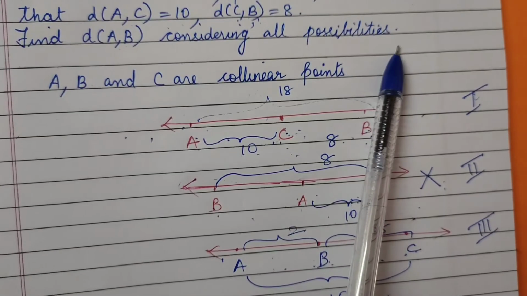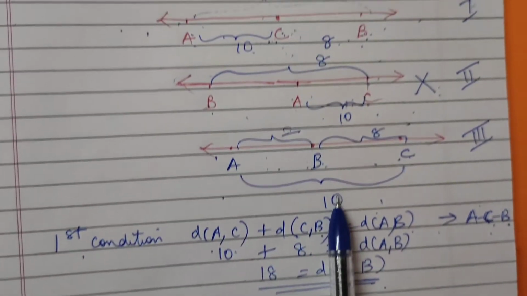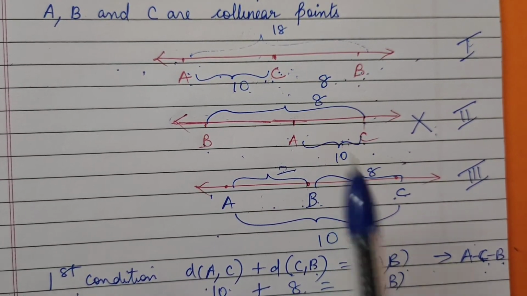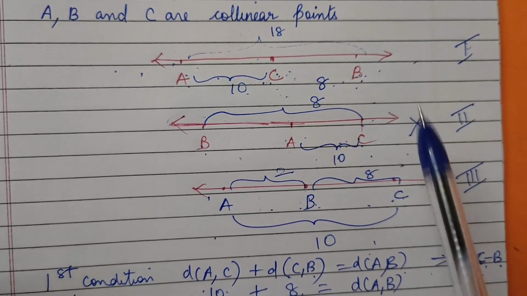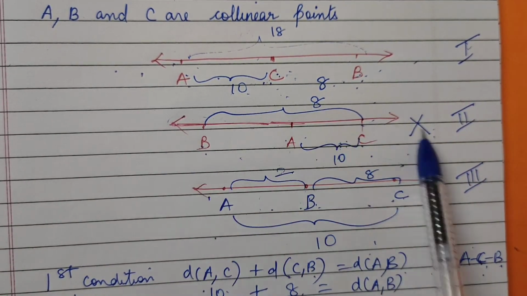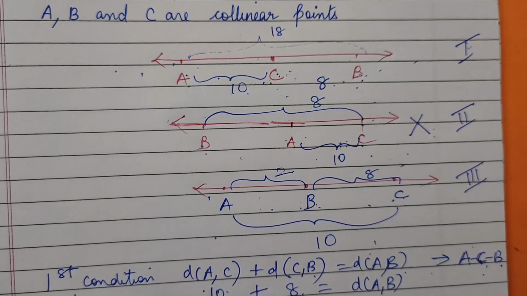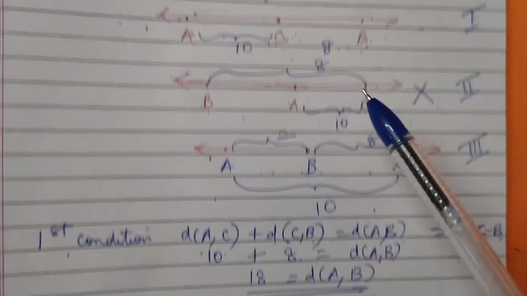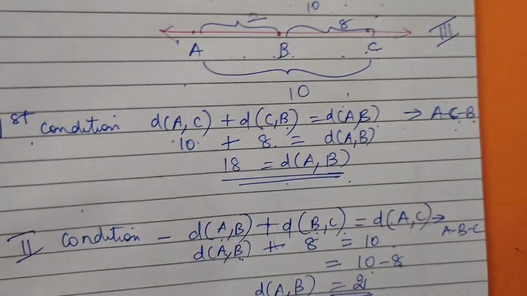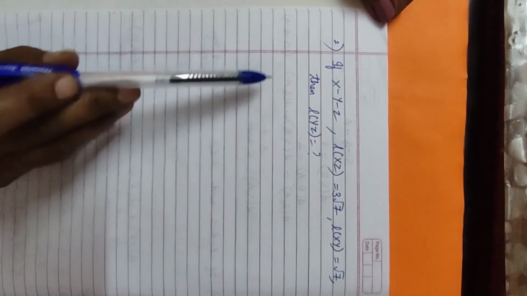Whenever it is said all the possibilities, it is better to first draw the 3 diagrams like this, and see which condition is getting properly satisfied. Only take those 2 conditions, then cross out the remaining ones like this. Then, considering these possibilities, we can solve it by looking at the diagram here. Let's see one more example.